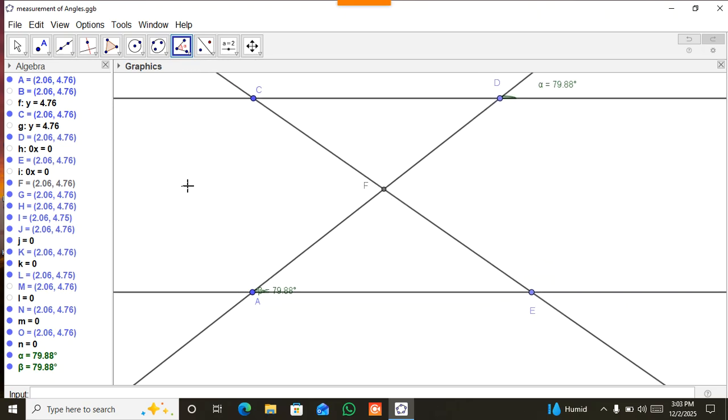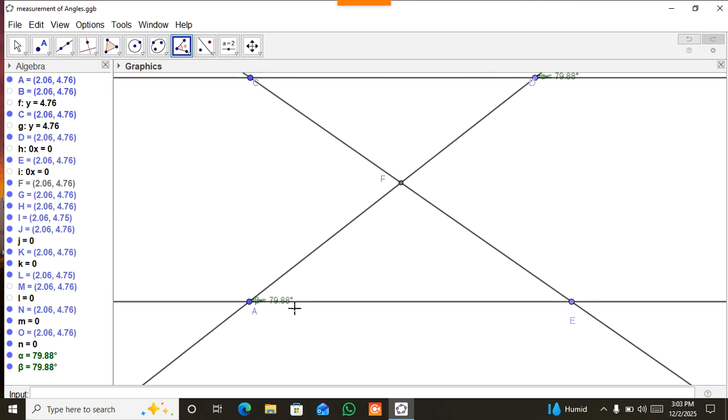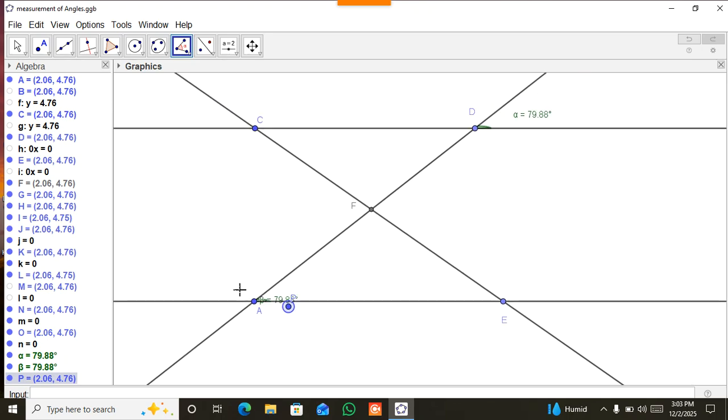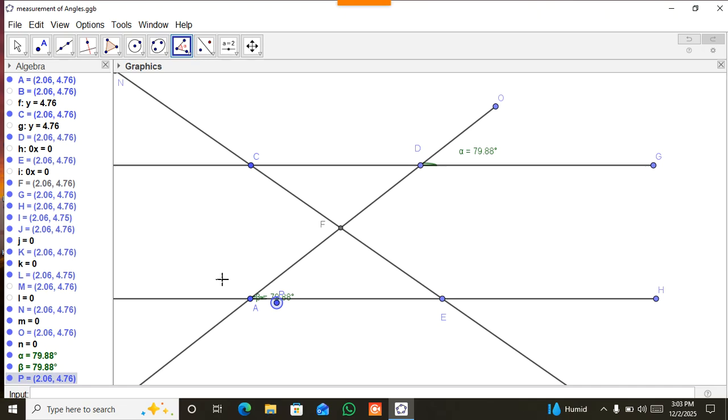So the angle measured is also 79.88, which shows that the angles are corresponding. So meaning that the concept of corresponding angles is demonstrated using the Geogebra software. I can move on to measure another angle to demonstrate the alternate angles.